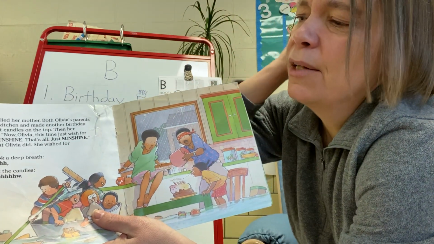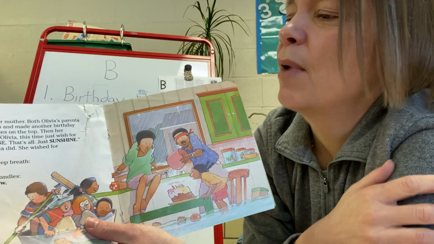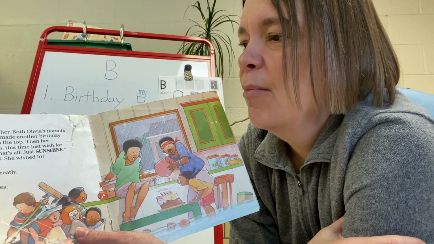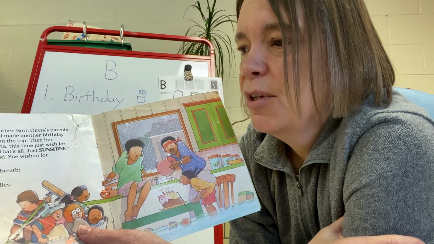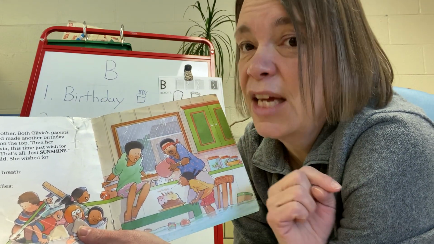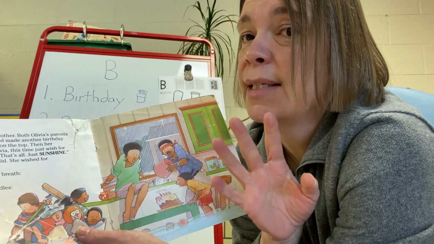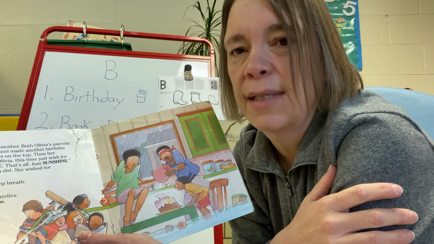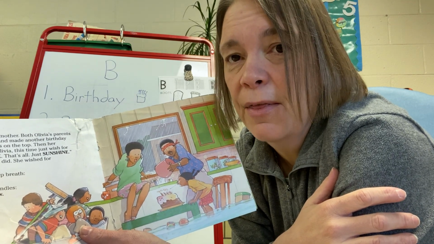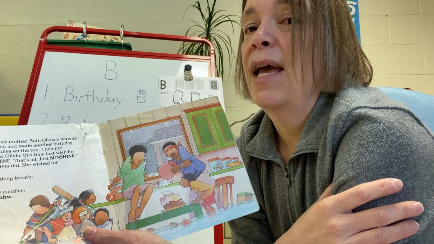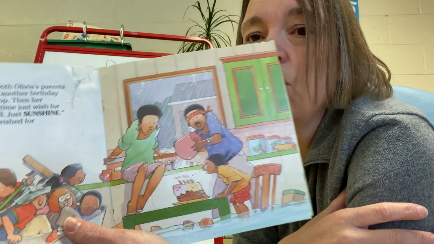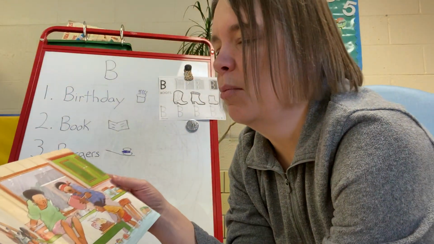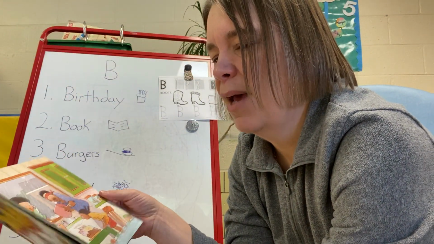Oh no, yelled her mother. Both Olivia's parents ran into the kitchen and made another birthday cake, and they put the candles on top. Then her mother said, now Olivia, this time just wish for one word, sunshine. That's all, just sunshine. So that's what Olivia did. She wished for sunshine, and then she took a deep breath and blew out the candles. Did you see her friends are in a boat? They're using a broom as a paddle, as an oar.